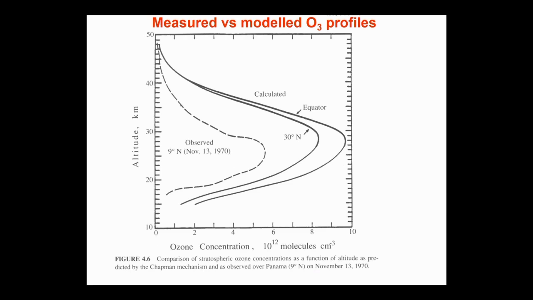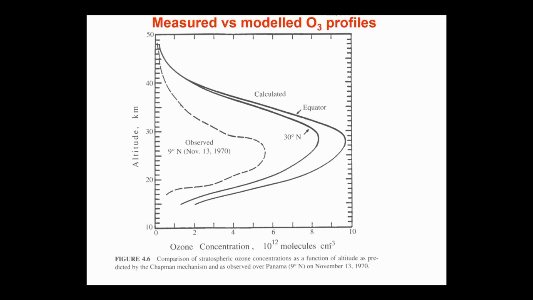But then people start going out and making measurements all over the globe. And they said, well, hang on a minute, Sidney, because that was his first name, Sidney Chapman, you've got it wrong. The solid curves that you can see there are the calculated curves at the equator and at 30 north. All right? They're calculated using the Chapman cycle, using the Chapman profile, okay? And he gets this maximum in ozone concentration, and then he gets the tail away, right? And he gets the ozone concentration at 10 to the 12 molecules below.